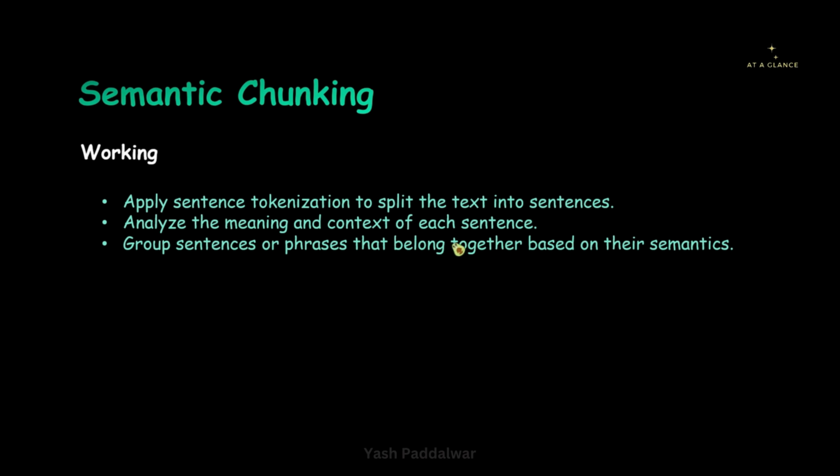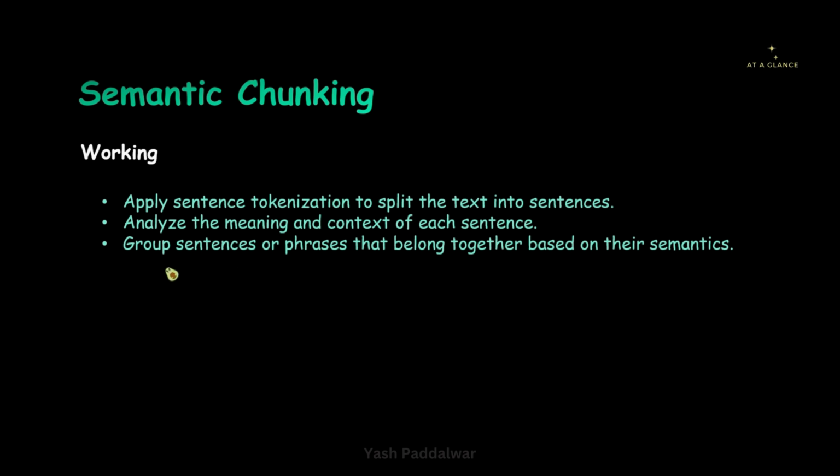This means that we are going to find out the similarity between these sentences. We'll group those sentences which have the highest similarity score. Let's say sentence 1 and sentence 2 have the highest similarity score, and sentence 2 and sentence 3 have the lowest similarity score. Then we can simply group sentence 1 and 2 and create one chunk of it. And since sentence 3 is alone, we can create a single chunk of sentence 3.